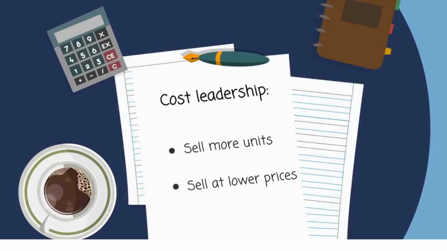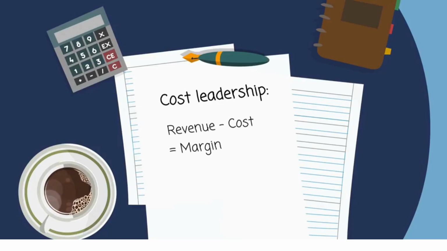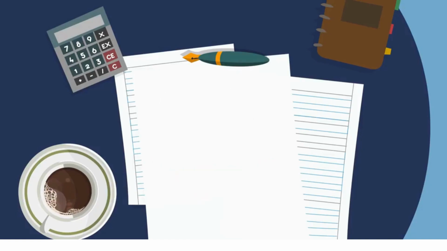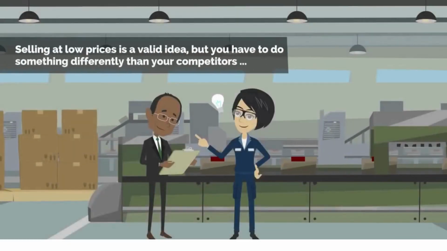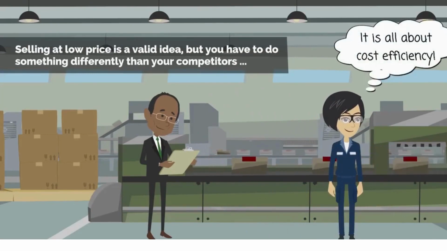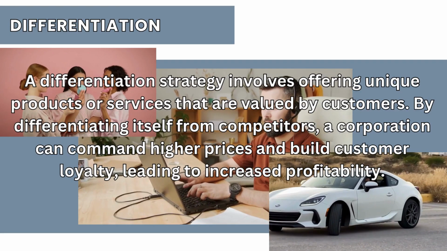However, the drawback is that the low prices of these products mean lower margins for the firm. A margin is formed by the revenue obtained from the sale of a product minus the cost sustained to produce the product. So, a cost leadership strategy means more units sold and a lower margin per unit. Selling at prices lower than competitors is a valid idea. However, companies must find a way to do that. If you want to sell at a lower price, then you have to do something differently than your peers.